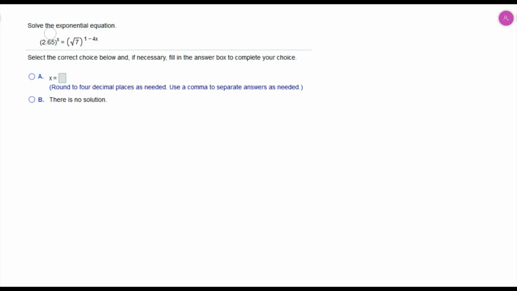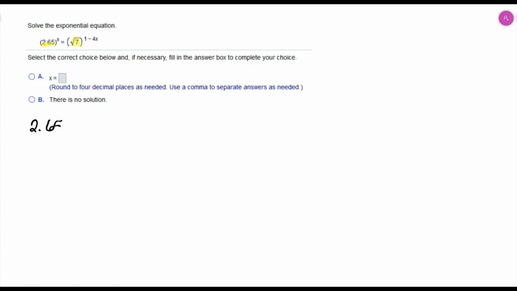This question says solve the exponential equation 2.65 to the x equals square root 7 to the 1 minus 4x. So in this question, we can't use relating the bases to make our bases the same on both sides. So what we're going to do is take the log of both sides.